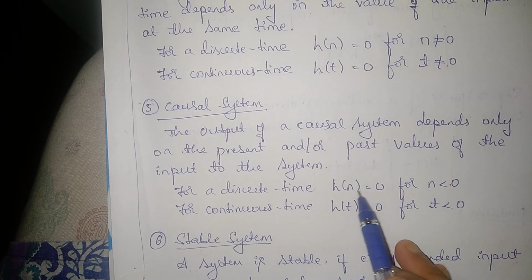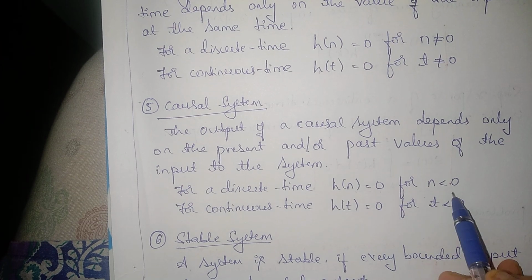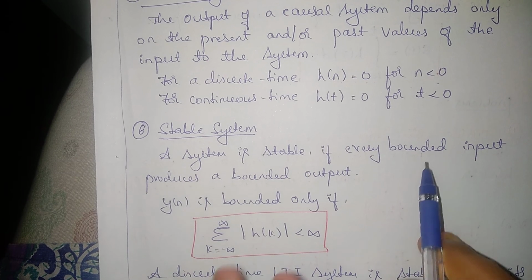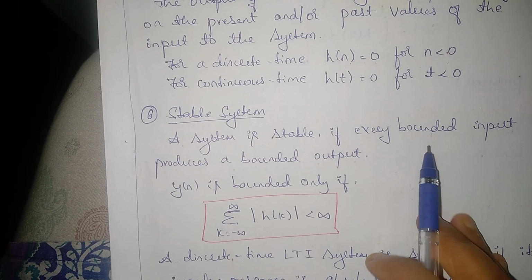So if we take discrete time, h of n is equal to 0 for n less than 0, and h of t is equal to 0 for t less than 0. Next one is stable system.